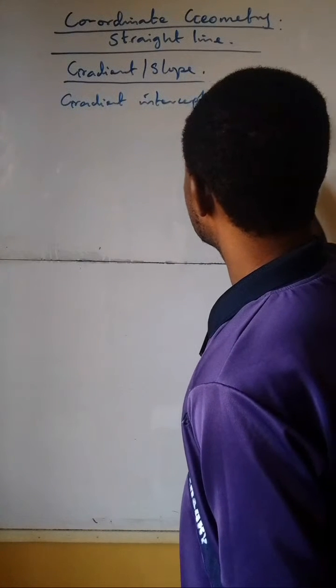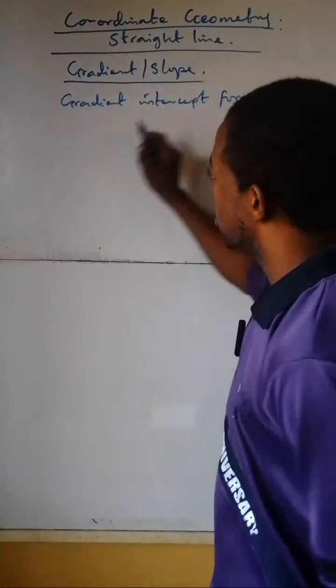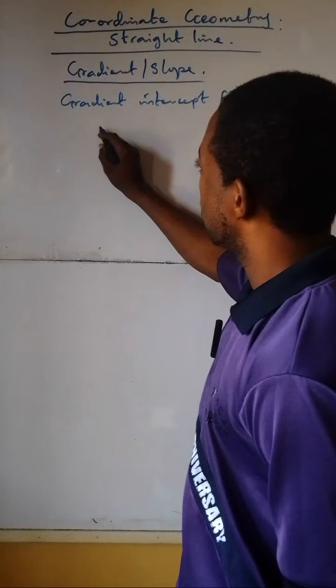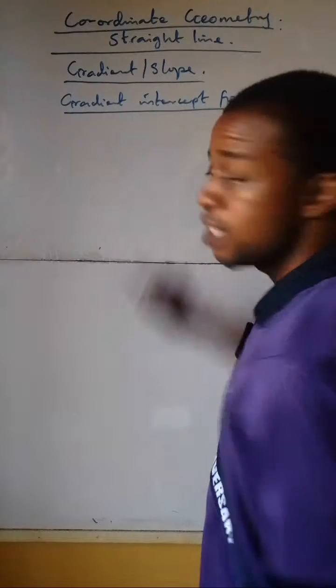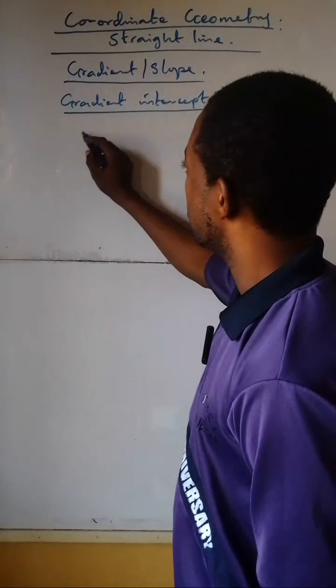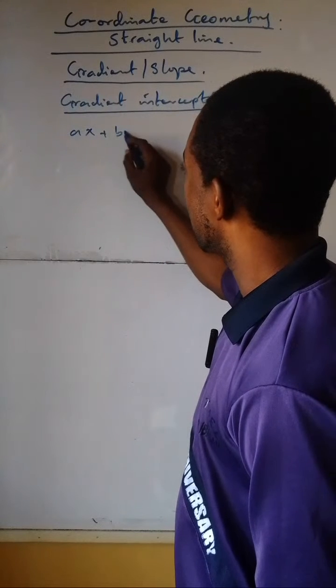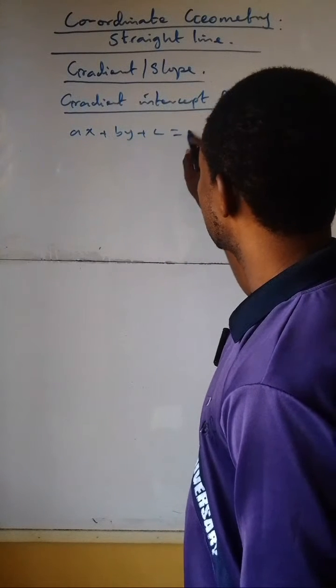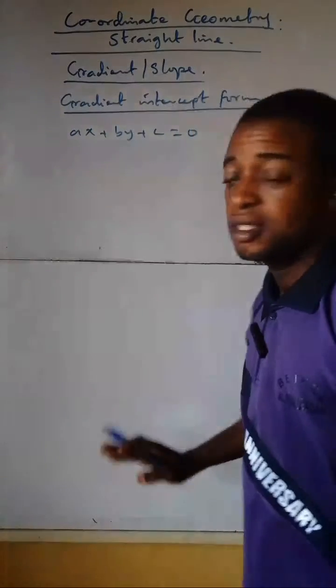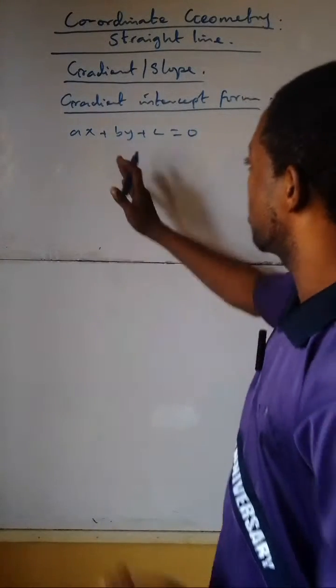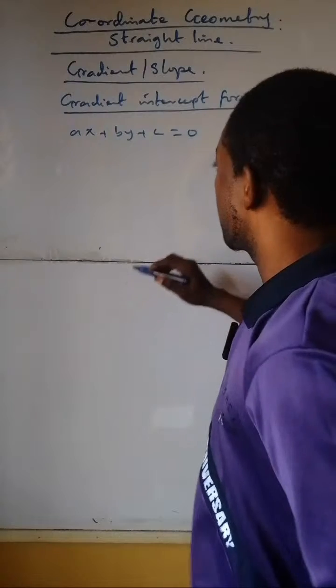Gradient intercept form. Normally any linear equation might be in the form of ax plus by plus c equals 0. That's the general form. We can rearrange this in any way we like.